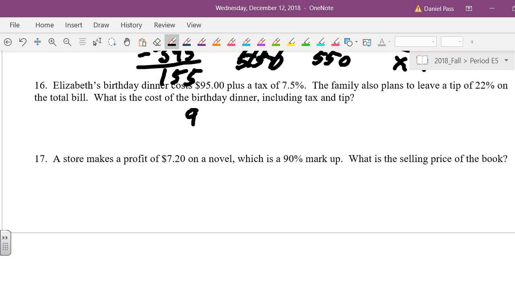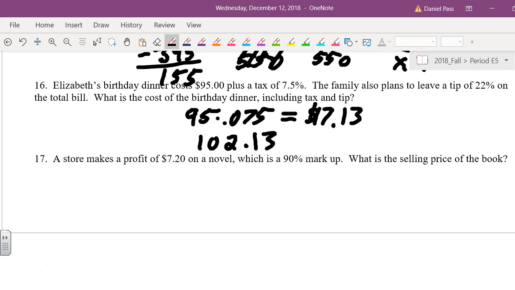So first of all, we need to calculate 95 times 0.075. And what is it? 95 times 0.075 is 7.125. So $7.13. We'll round it up. Okay? Now, we need to add that on before we do the second part. So, $95 plus 7.13 is going to be 102.13. All right, now we're going to multiply it by what? Anybody?